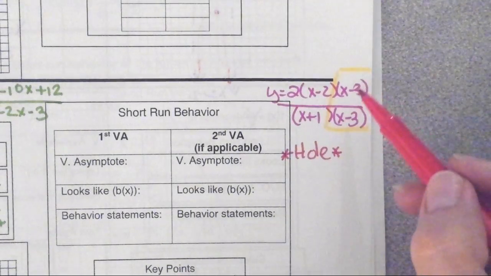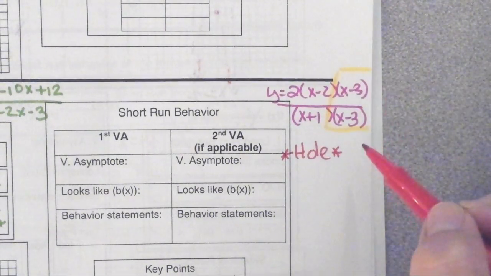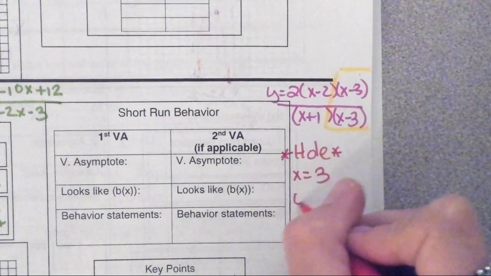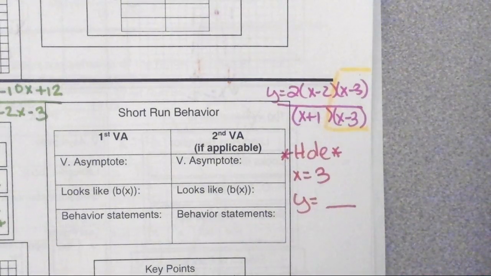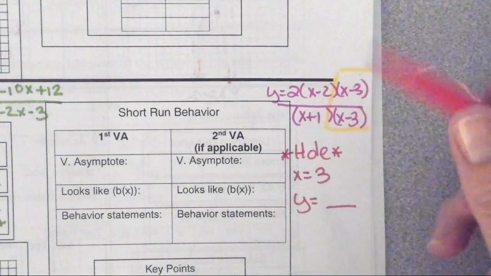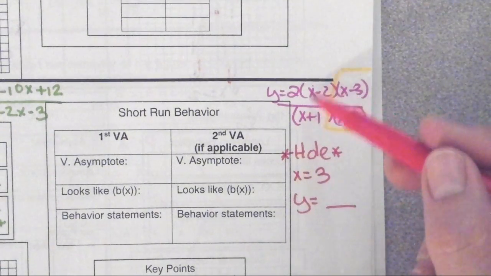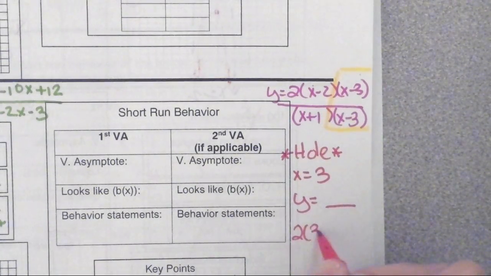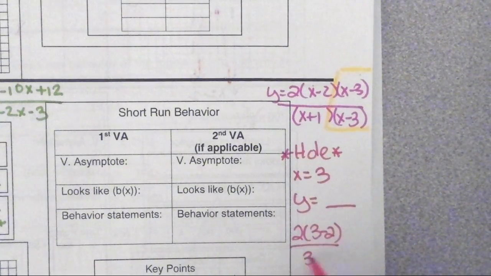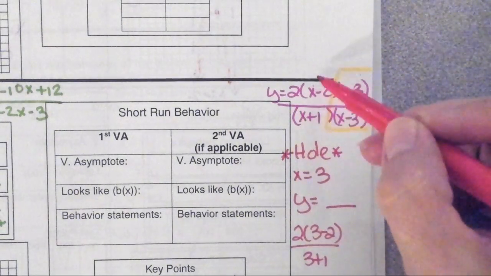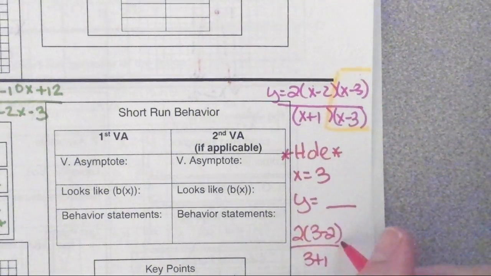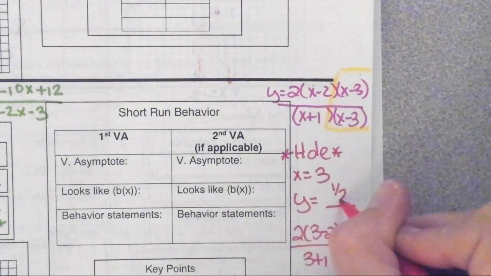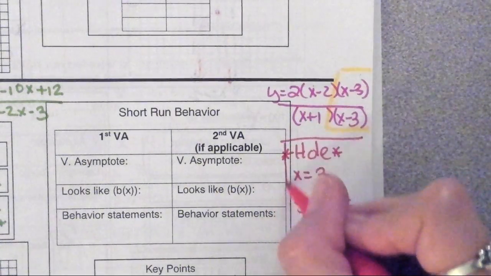Your hole is going to occur at the value of x that makes this 0. What value of x will make this 0? 3. So the x is going to be 3, but I need to figure out what the y is going to be. To figure out the y, you have to take this 3 and plug it into the other x's. So to figure out the y, you have 2 times (3 minus 2) over (3 plus 1). I went to these x's and I plugged in 3. What's 3 minus 2? 1, times 2 is 2, and what's 3 plus 1? 4. So the y value is 1/2. There is going to be a hole on our graph at (3, 1/2).